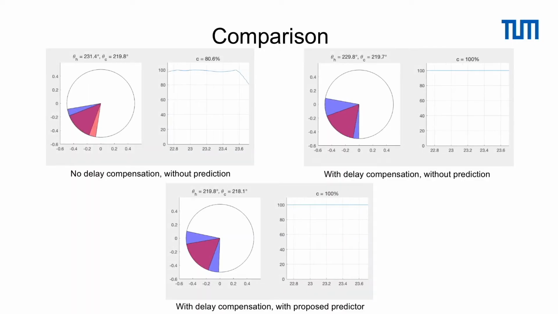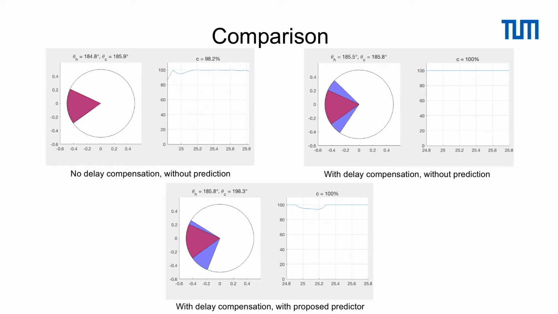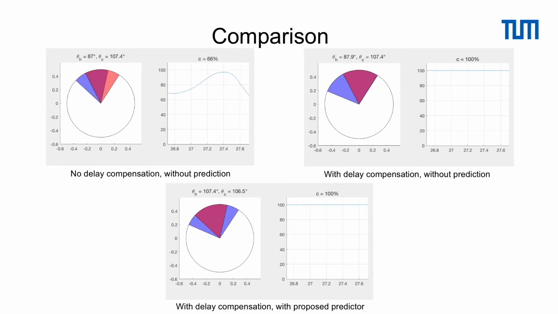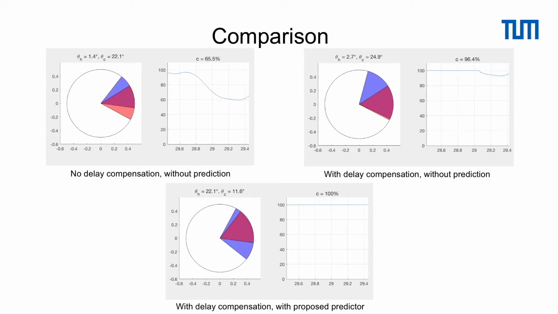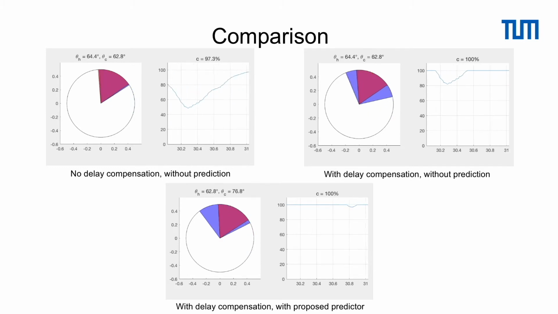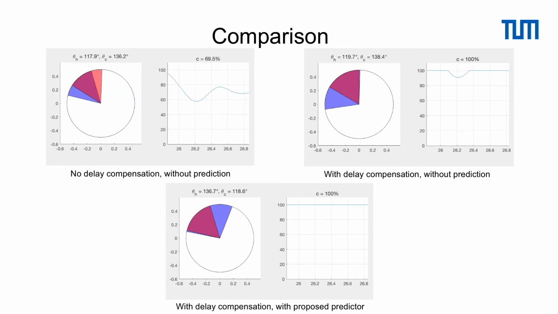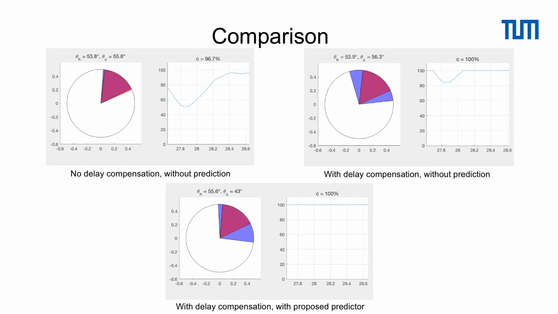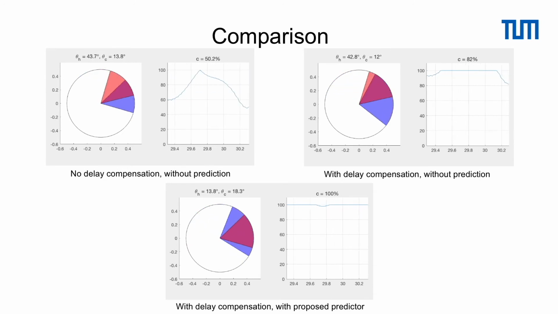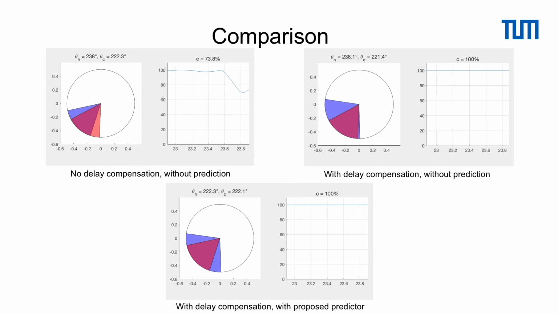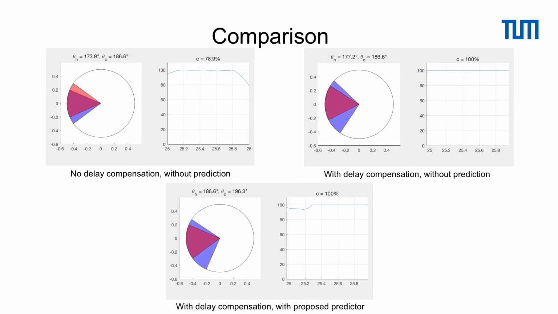In this slide, we give an overview of the obtained results. We demonstrate the level of compensation for the pan rotation of an arbitrary head motion profile, for cases where no compensation is present, where delay compensation is applied, and where delay compensation is combined with our head motion predictor. It can clearly be seen that the prediction approach significantly helps to further improve the level of delay compensation.